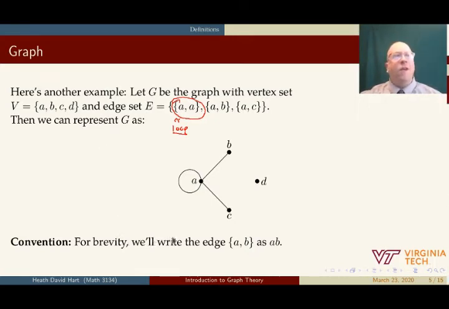For brevity, we're going to write these edges as just a pair of letters. We won't write the curly brackets and the comma. We'll usually just write it as AB.